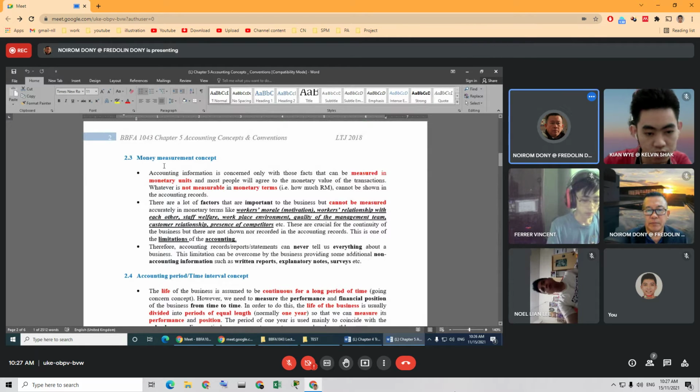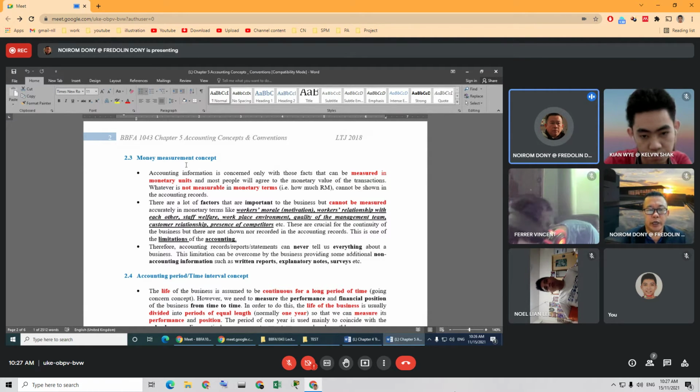Money measurement concept, meaning a concept that is guiding us. We only record into the financial statement transactions that are measurable in terms of money, in monetary units. So accounting information is concerned only with those facts that can be measured in monetary units, and most people will agree to the monetary value of the transaction. Whatever is not measurable in monetary terms cannot be shown in the accounting record.